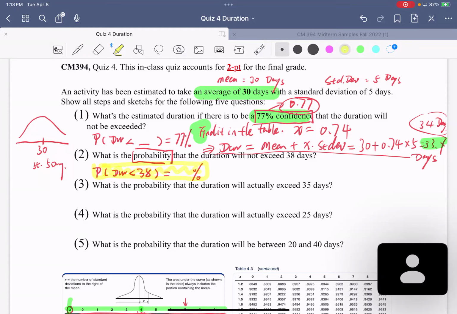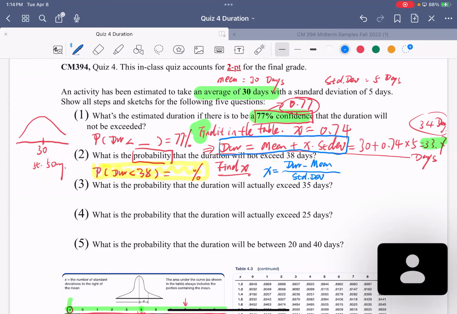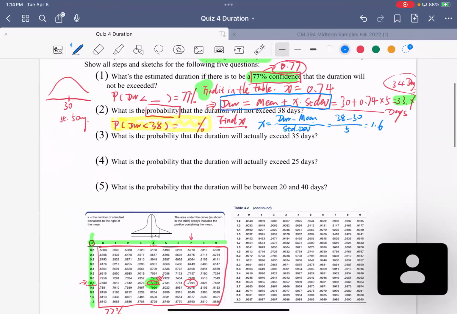To do this, we need to find the x. When we find the x, then we can find the probability in the table. To determine the x, we're still using the same equation. Your x is equal to your duration minus your mean, divided by your standard deviation. So you get 38 minus 30, divided by 5. You get 8 divided by 5, which is 1.6. So x is equal to 1.6. Where is x equal to 1.6? It's over here.